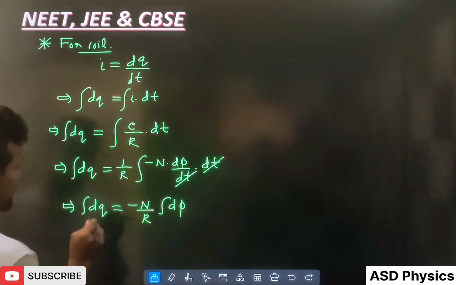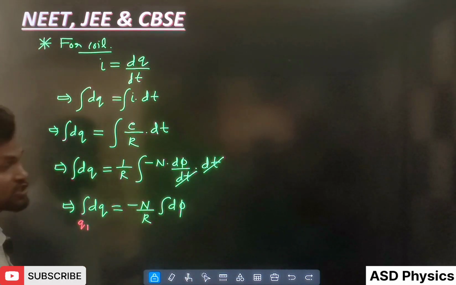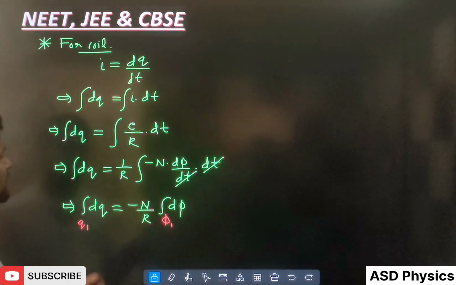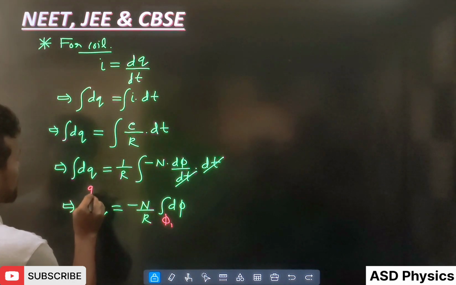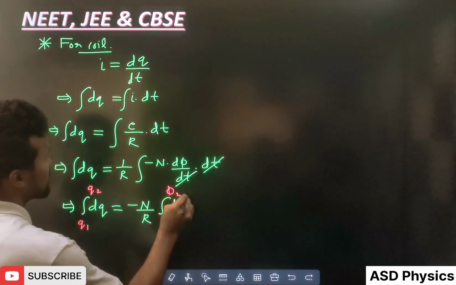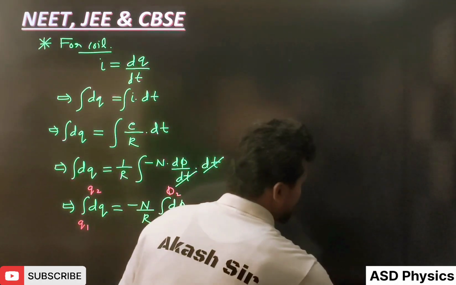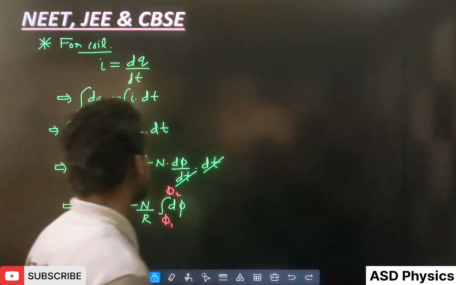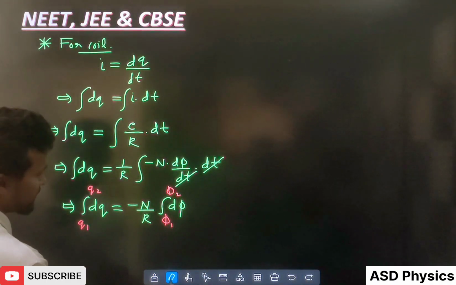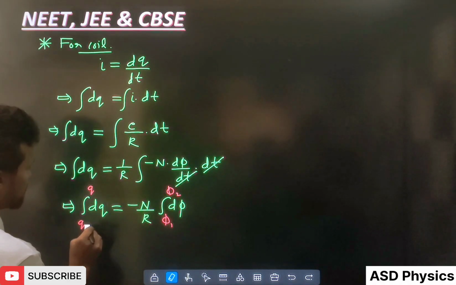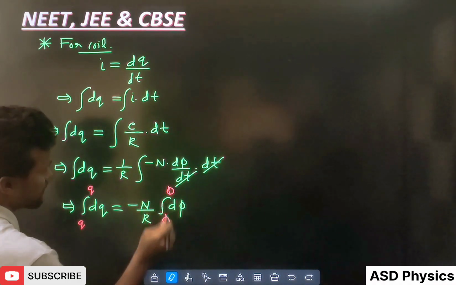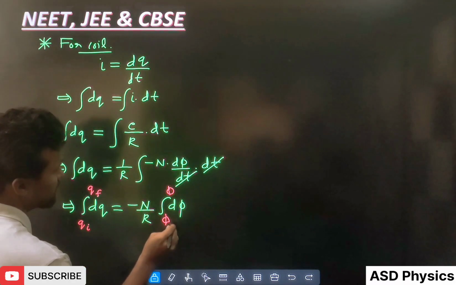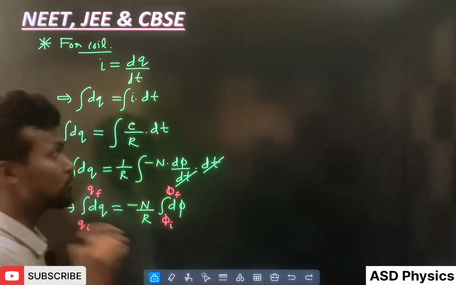Now, let's take initial charge q1, flux phi 1, and final charge q2, flux phi 2. Let me see how I have written the current, I initial, I final. So instead of q1, q2, I will write the I and F notation. That will be better, because there I have written I, F. Here also I, F. Now this is better.